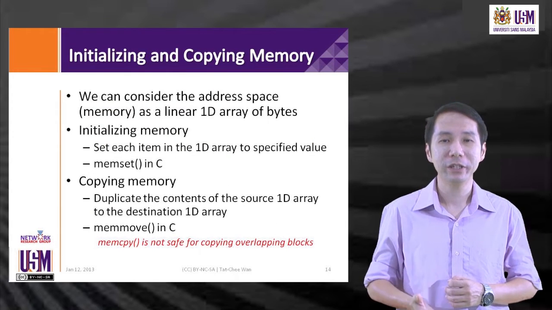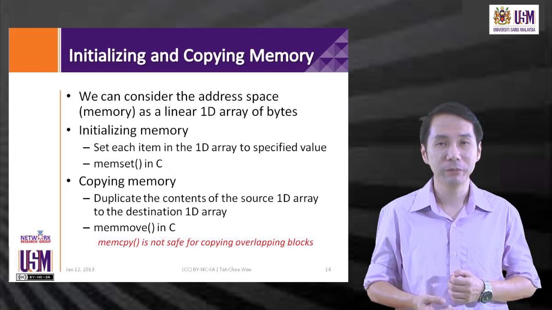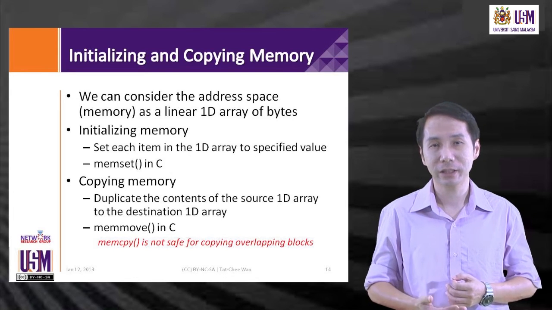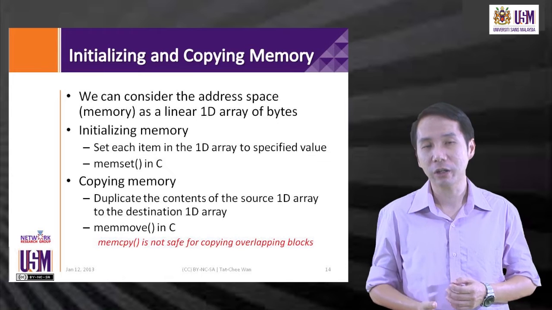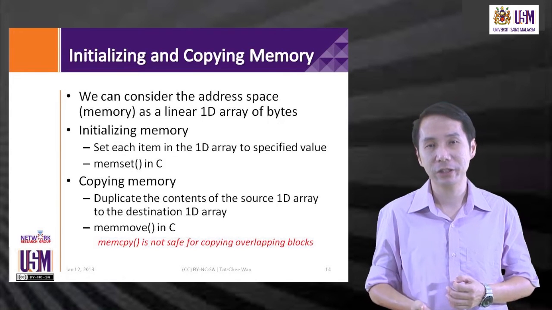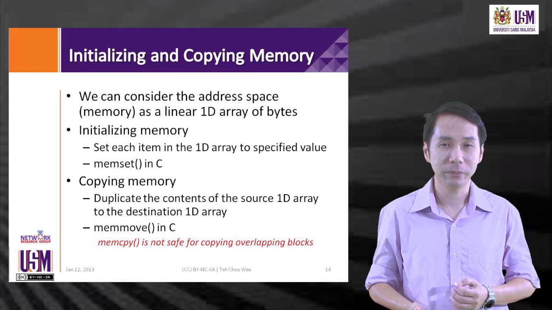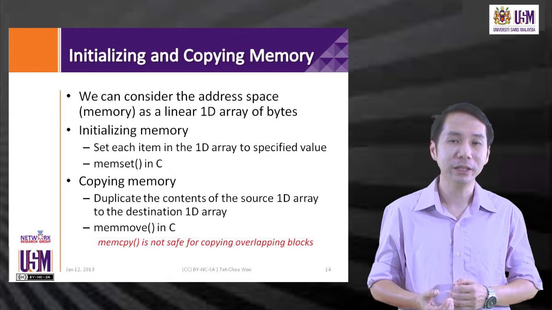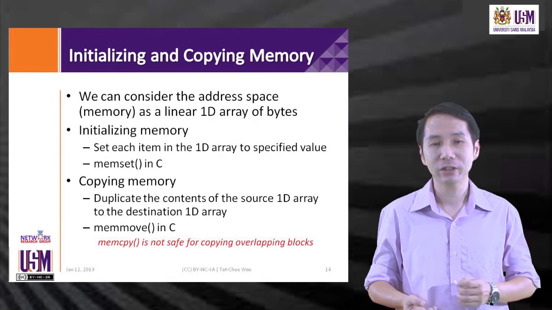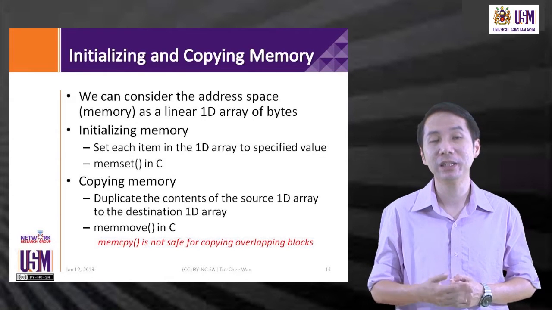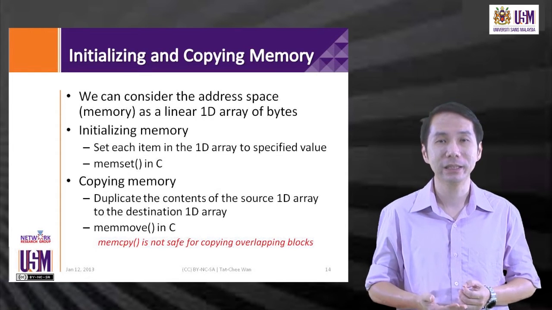One application of array manipulation is for initializing and copying memory. This is often used at the start of a program because we need to configure the memory for a given set of values. The default value probably is 0 for initialized data. And we need to copy memory from one location to another, especially when we are dealing with data structures which contain multiple items stored in a sequence of bytes. So we can consider memory as an address space consisting of a linear one-dimensional array of bytes. Now, in order to initialize this memory, we would then set each item in the one-dimensional array to a specified value. An example of this type of application or function is memset in C.